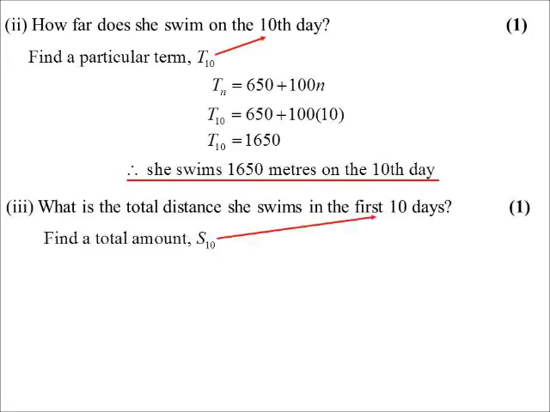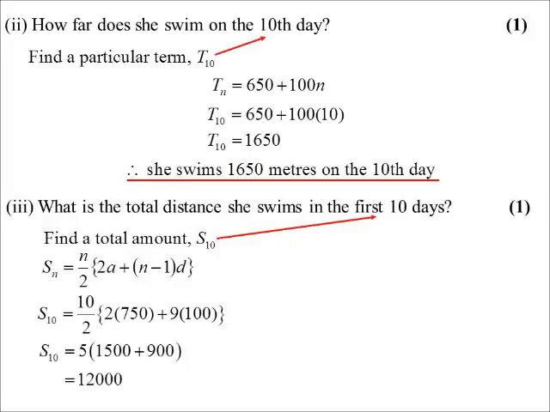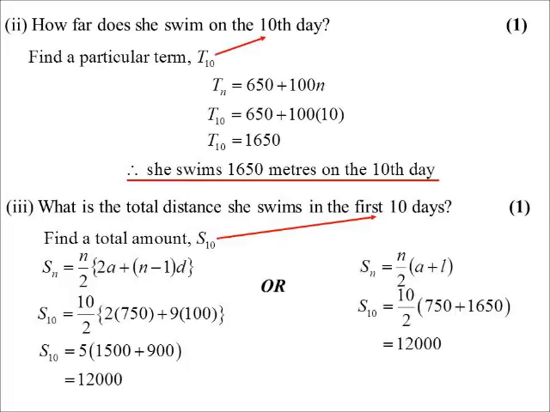So now they're saying, sum to 10. Now, I could use 2a plus n minus 1 d. So subbing in, 12,000 metres. Or, of course, we know on the last day she swims 1,650. I could have used a plus l. And amazingly, we get the same answer.